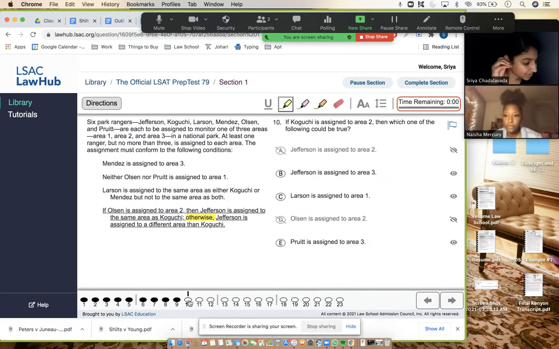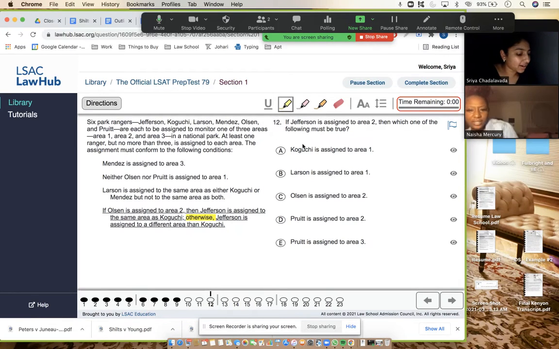So I know I got it right on here. The one I did get wrong was 12, if we can do 12. Of course. Let's do 12. If J is assigned to Area 2. So if J is assigned to Area 2, we already established, through earlier combinations, that we can't have K, J, and O all together. Right? And if O goes in 2, J and K have to go together.